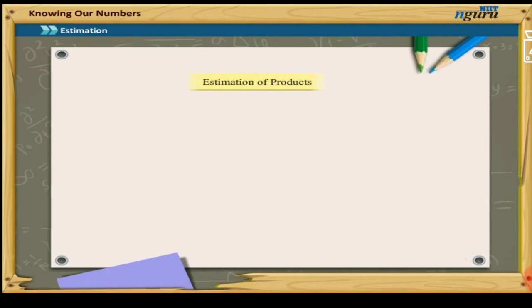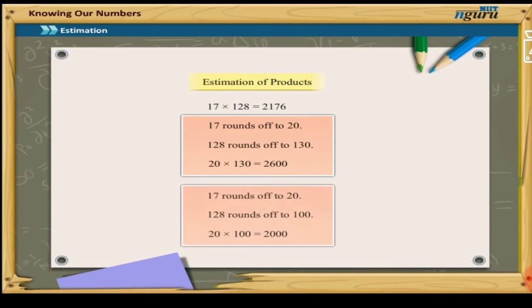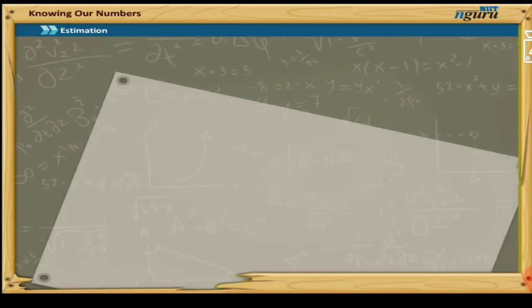Now let's find out the estimate of the product of two values. We have to remember that the product should be meaningful. Consider this example. If we round off the numbers to their nearest tens, we get. Alternatively, if we round off like this, we get. Thus, we observe that the second method is more meaningful when compared to the actual value.